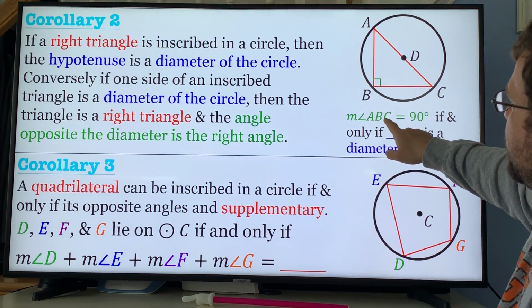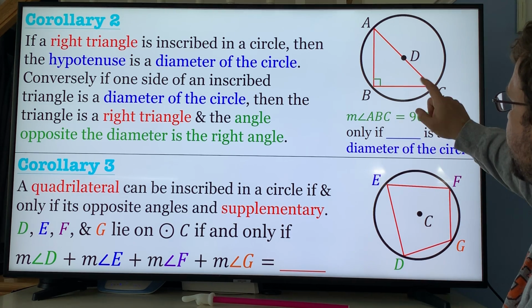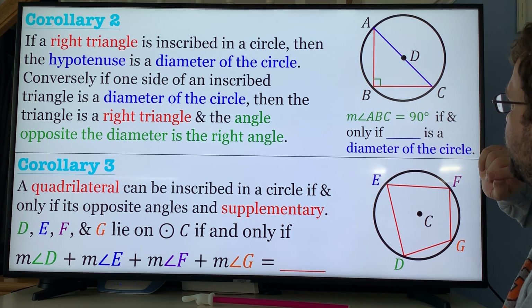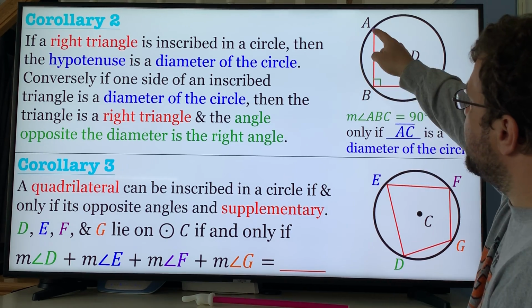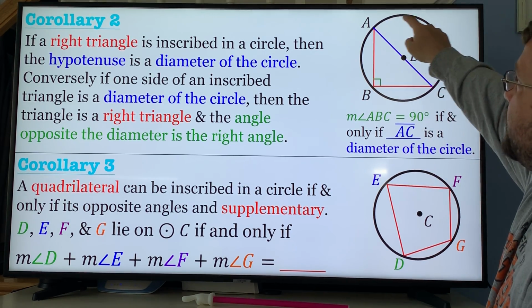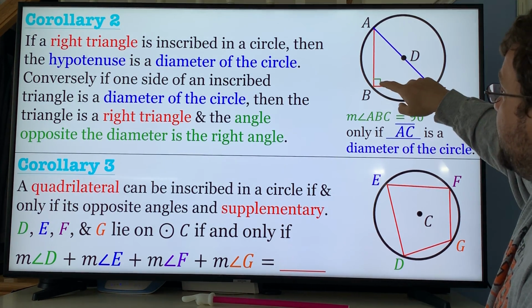Watch. Measure of ABC is 90 if and only if what has to be the diameter? Right there, AC. Now the reason for that is, a diameter makes this how many degrees? 180, right? Half of 180 is 90.